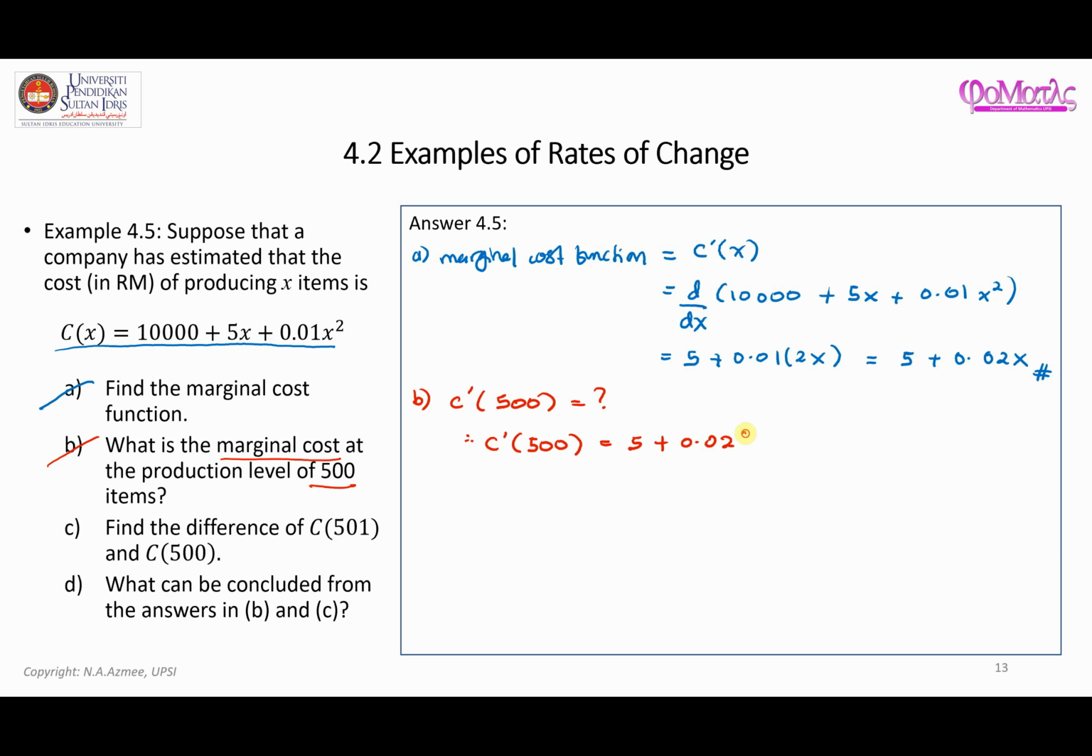0.02 times 500. This is equal to 5 plus 0.02 times 500, which is equal to 15. The unit is RM per item, so this is 15 ringgit per item basically. Next.